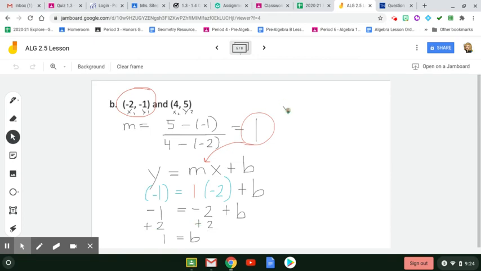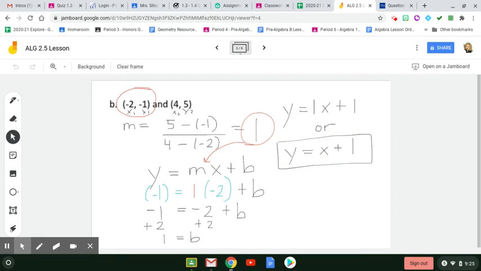So now I'm going to substitute those 2 values in. So y equals m, which is 1, x plus b, which is also 1. But I'm going to write that a little bit nicer. Y equals x plus 1. So that is sort of the more preferred way to write your answer.